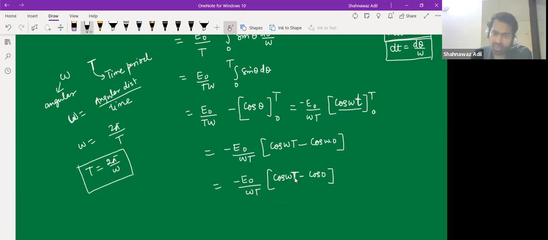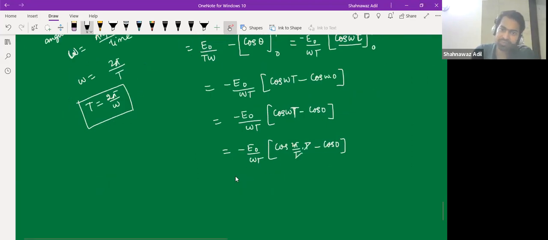Now you place this value in here, so you will get E naught by omega T, and this is cos of 2 pi by omega times T. 2 pi by omega is 2 pi by T, right? Or you can change T or you can change omega. So let's say you change omega, so this is 2 pi by T into T. This cancels and this is cos 0. So what is cos 2 pi? Aisha, what is cos 2 pi?